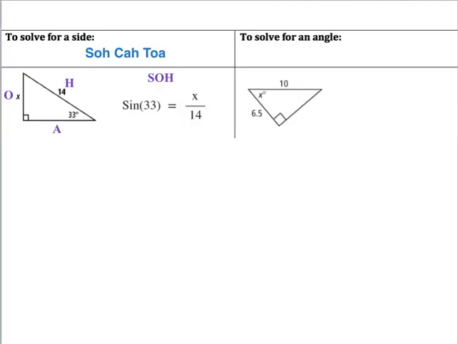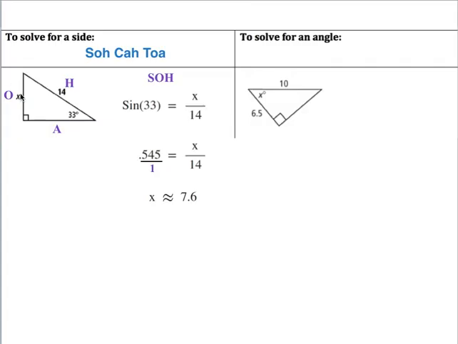You type sine of 33 in your calculator. You could round to the hundredths place or the thousandths place, up to you. Then you get about 0.54 or 0.545, and you can put that over 1 to make it a little bit more straightforward to cross multiply to solve. And you get x is around 7.6 units long.